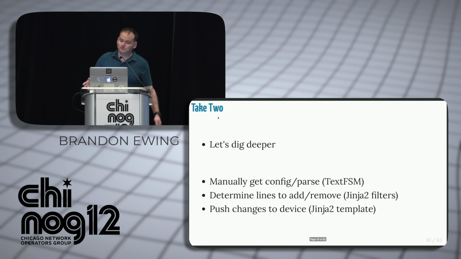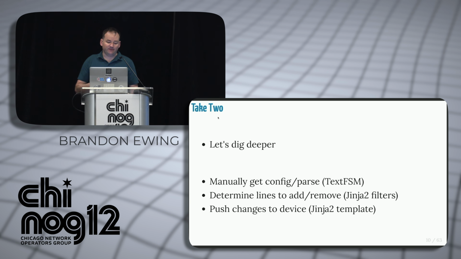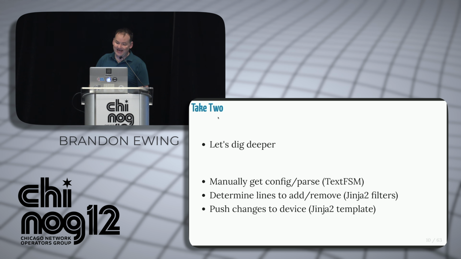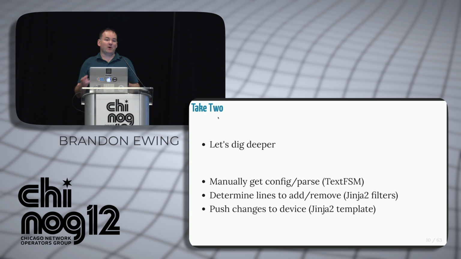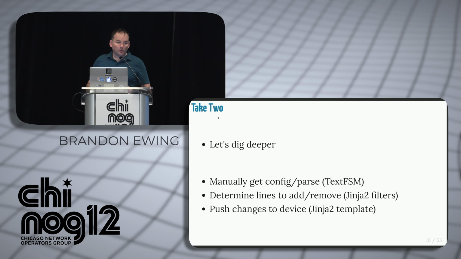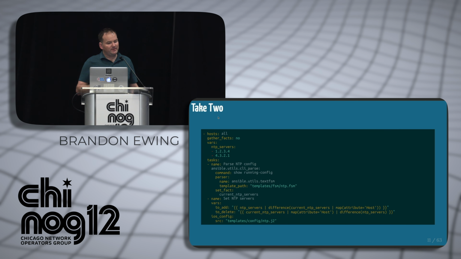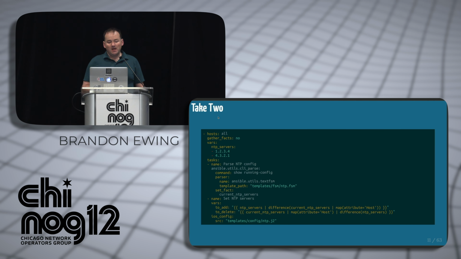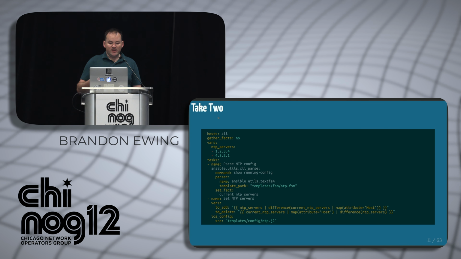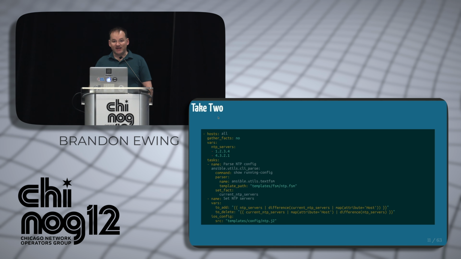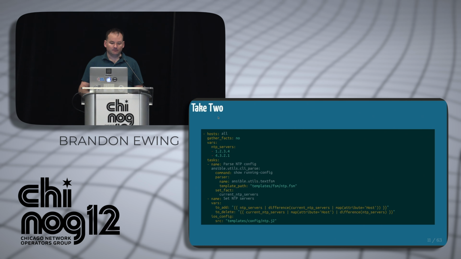Let's dig a little bit deeper. Let's do a multi-task play where we manually collect the configuration from a device and parse it using TextFSM. We use Ansible filters to determine what we need to add and remove. And then finally, we'll use a Jinja2 template to actually push the changes to the device. So this play is a little bit longer, but it's still pretty easy to follow. We run the CLI parse command to actually parse out the config against the template. We use the difference filter to figure out our sets of add and delete. And then finally, a Jinja2 template to render and push the config.